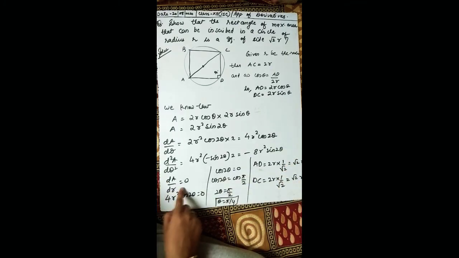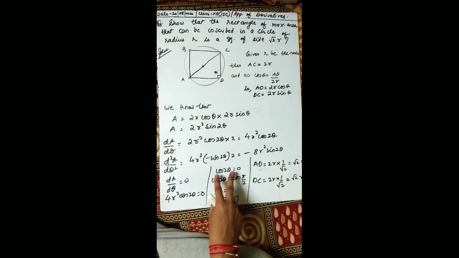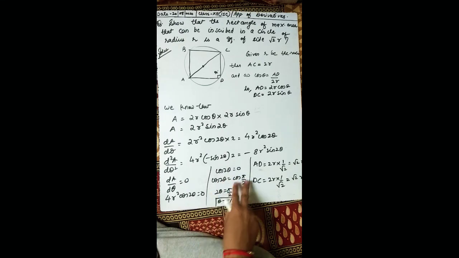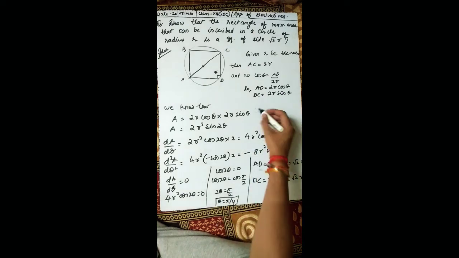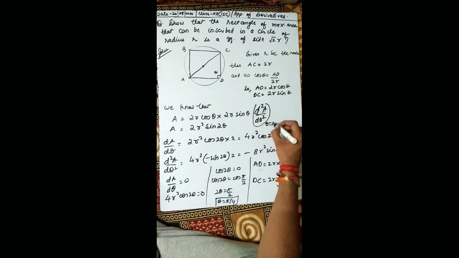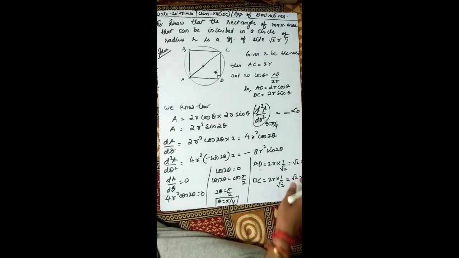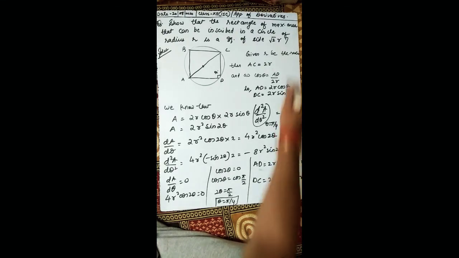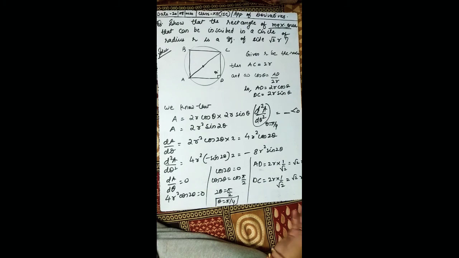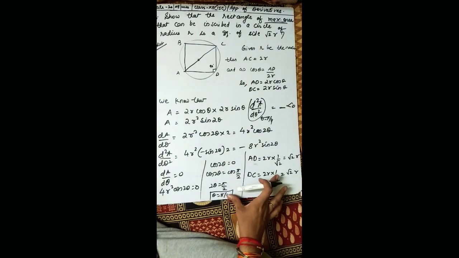So put dA/d theta equal to 0. That means 4r square cos 2 theta is equal to 0. 4r square will go to that side and it will be 0. Cos 2 theta equal to 0, that is pi by 2. 2 theta is equal to pi by 2. So theta will be pi by 4. Now you just go and check d2A upon d theta square at theta equal to pi by 4. You will get the minus value, which is less than 0. So from there we conclude this is for the maximum. This is for the maximum case. So you got theta equal to pi by 4.